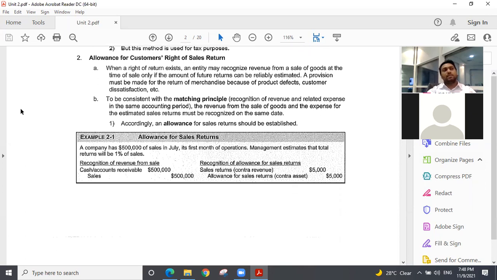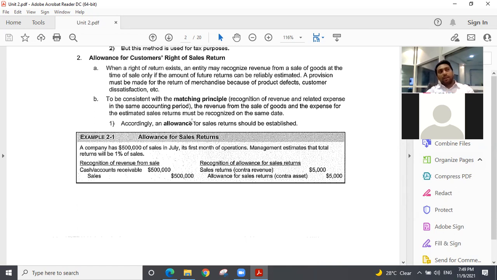So the right of sales return: when there is a sales return, how are we going to record it? When a right of return exists, an entity may recognize revenue from a sale of goods at the time of the sale only if the amount of future returns can be reasonably estimated. A provision must be made for the return of merchandise because of product defects, customer dissatisfaction, etc. To be consistent with the matching principle, the revenue from the sale of goods and the expenses for the estimated sales return must be recognized on the same date.